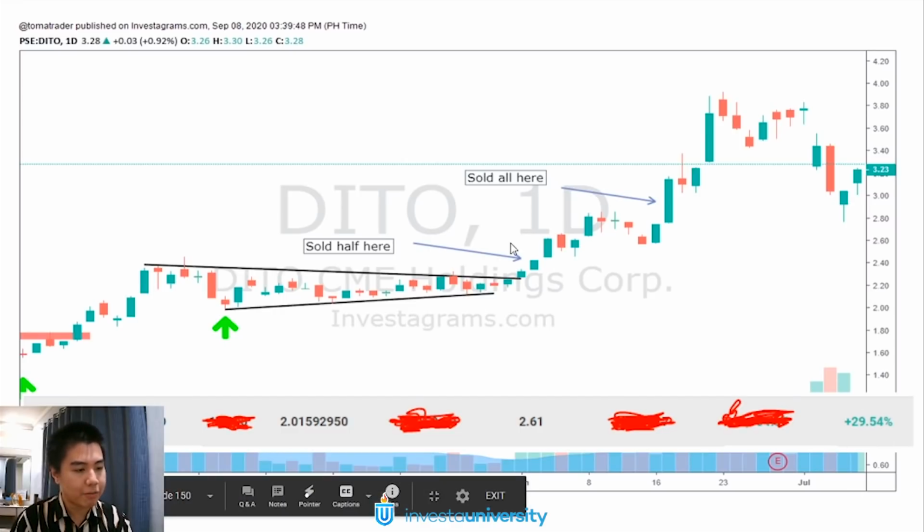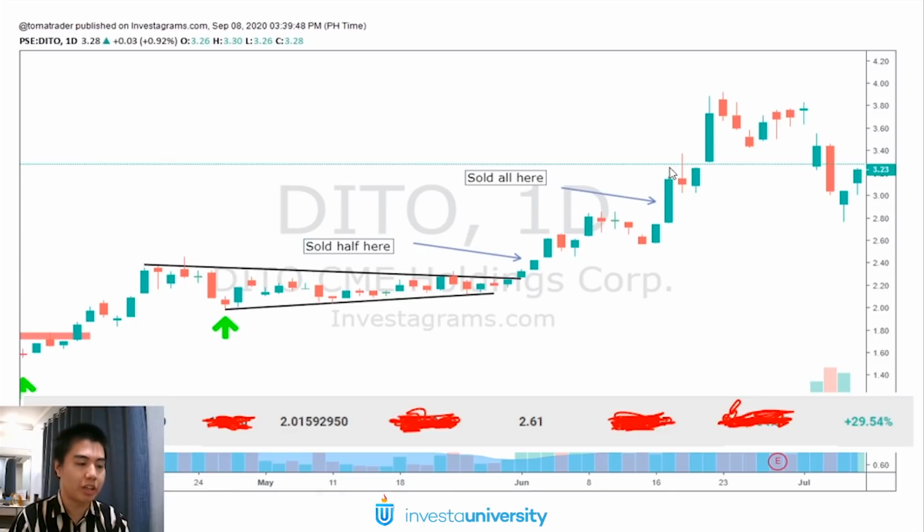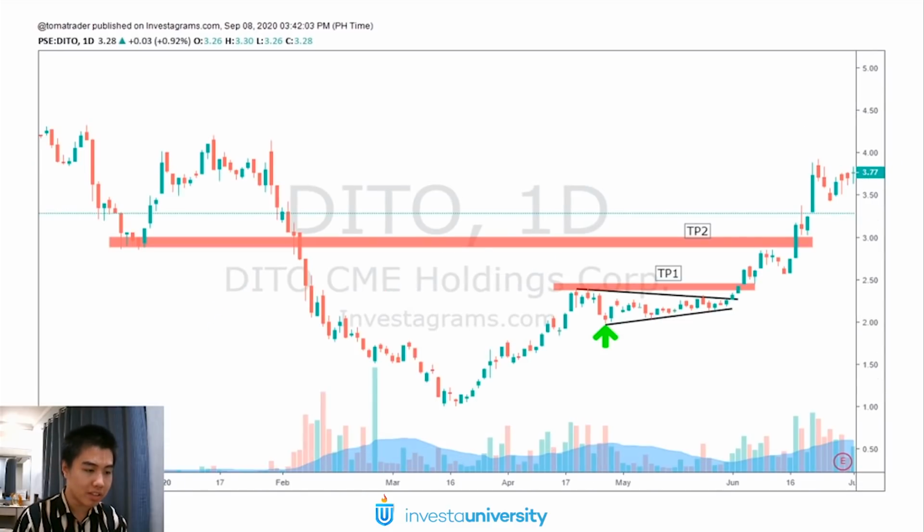Tapos, ayan, I sold half here. So, dito sa, and sold all here. Bakit? Bakit ganun? Because at that point, the market medyo alanganin. So I was more apt to take profit rather than to be too aggressive. I want to protect my profit. So ito yung trading plan ko.